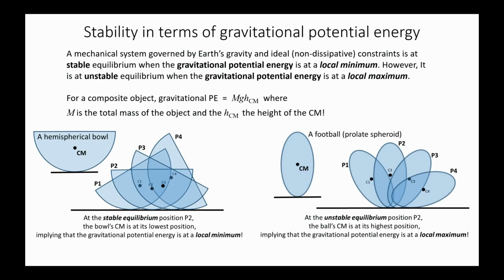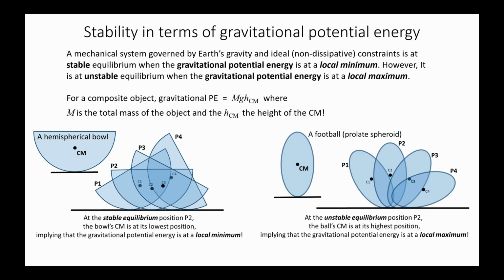So what does it mean in terms of mechanics? The concise form of the mechanical principle, which is relevant to our work, which we will use in our work, is this. A mechanical system governed by Earth's gravity and ideal, in other words, non-dissipative constraints, happens to be at stable equilibrium when the gravitational potential energy is at a local minimum, and it is at an unstable equilibrium if the gravitational potential energy is at a local maximum.